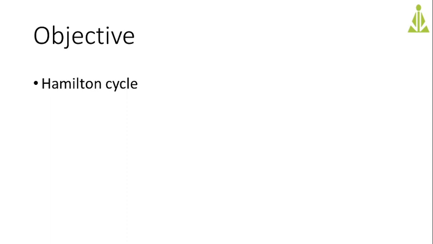Today's objective is to see what the Hamilton cycle is, what its history is, and why it is included in your subject. As you know, the design and analysis of algorithms subject is purely based on time complexity and space complexity. To reduce the time to solve the problem, we are using the Hamilton cycle, and we are going to see how it reduces the time and how it works.